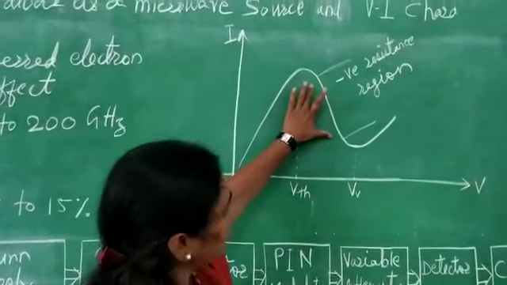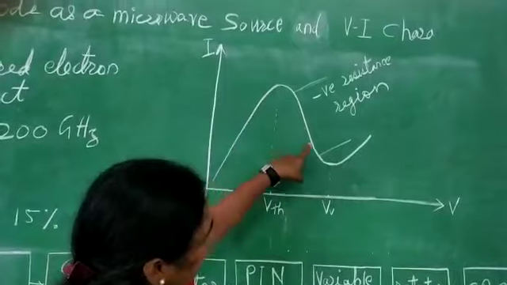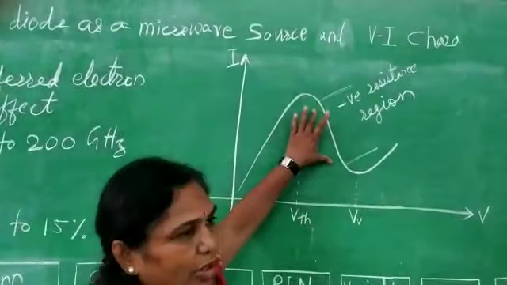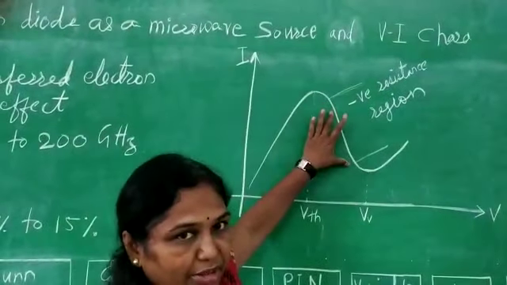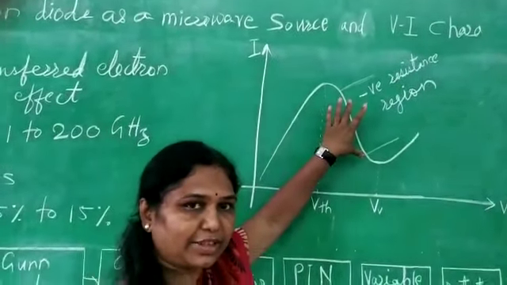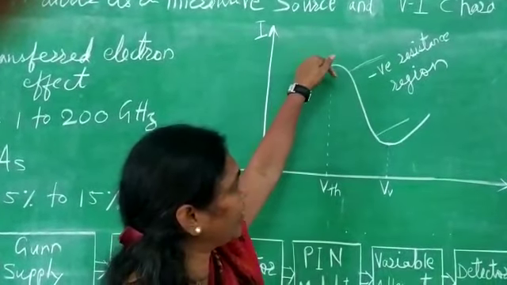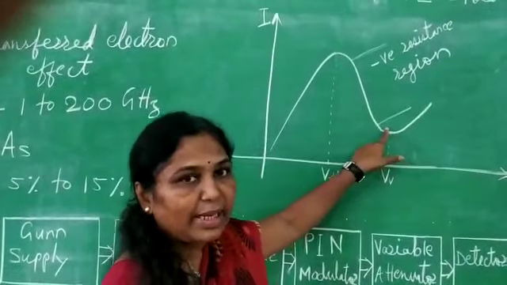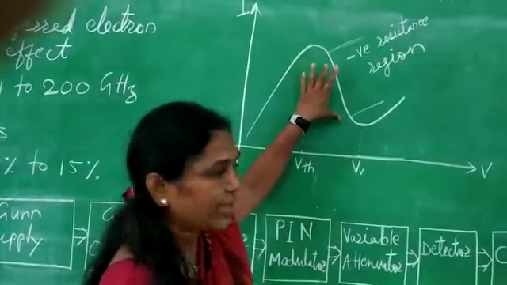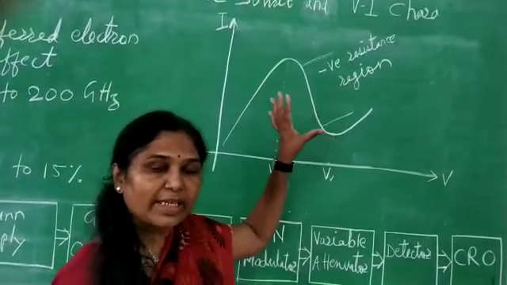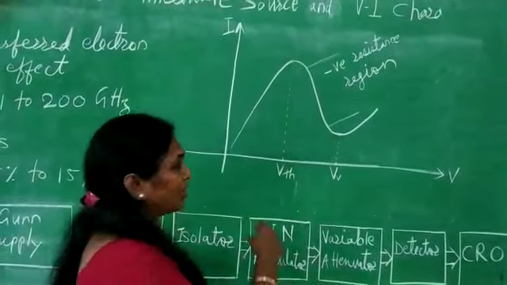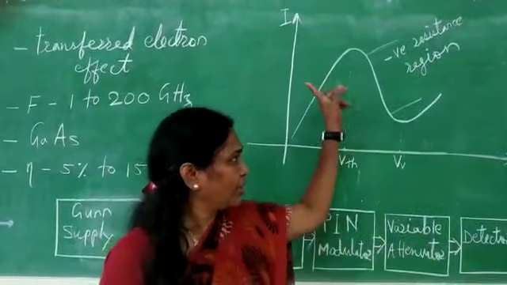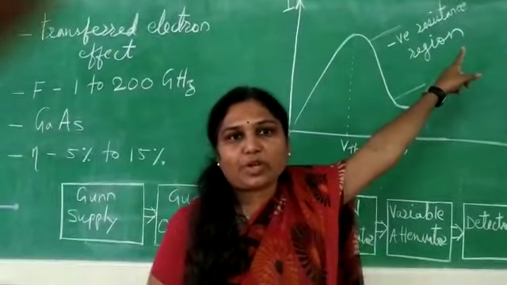This region, where the current decreases even though we increase the bias voltage, is called the negative resistance region. Why is it called the negative resistance region? Because here when we increase the bias voltage, the current starts decreasing, and this behavior of the diode can be used as a microwave source, because this diode continuously generates oscillations due to these characteristics of the gun diode.